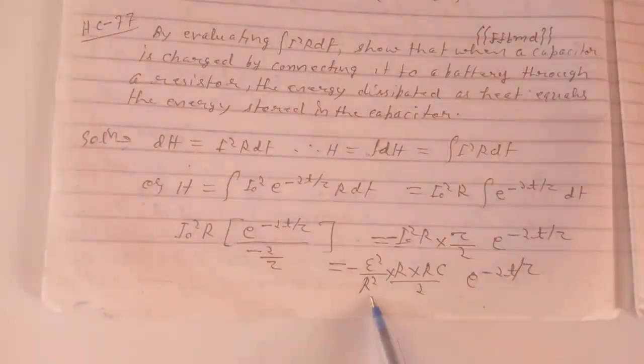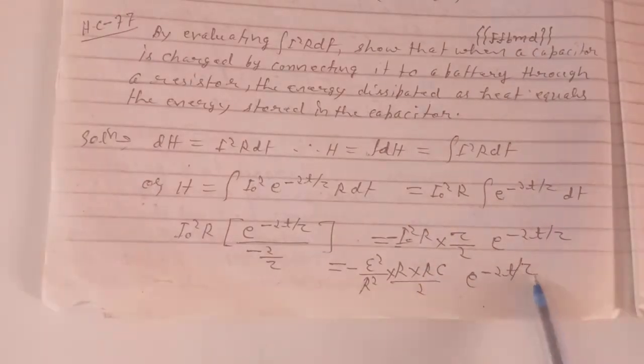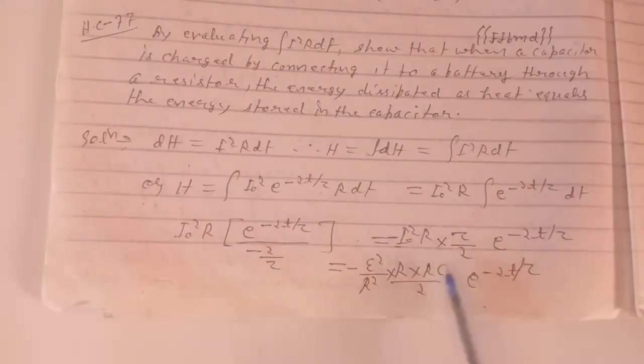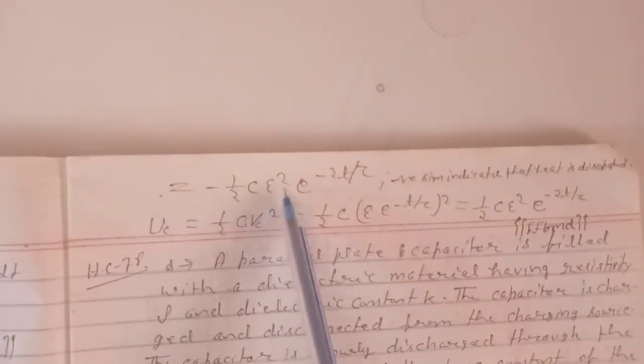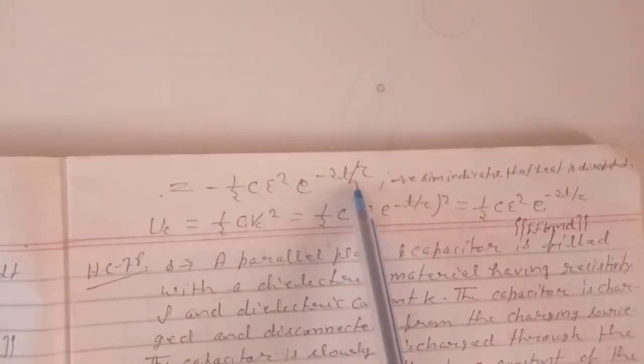Which is minus E square by R into RC by 2 e to the power minus 2t by tau. Putting the value of tau, R will cancel, and we get minus 1 by 2 E square C e to the power minus 2t by tau. The negative sign indicates that heat is dissipated.